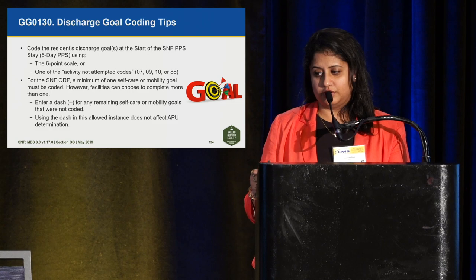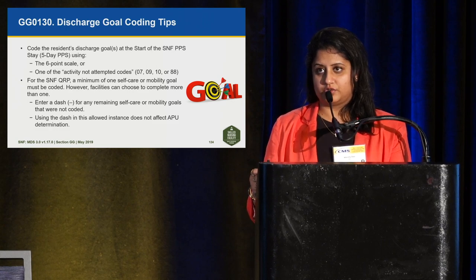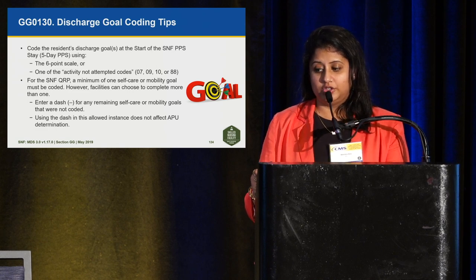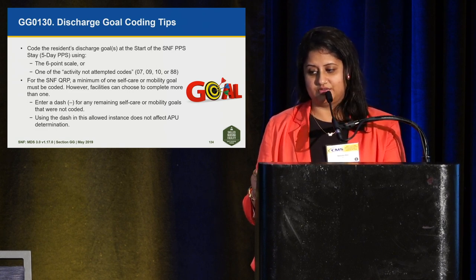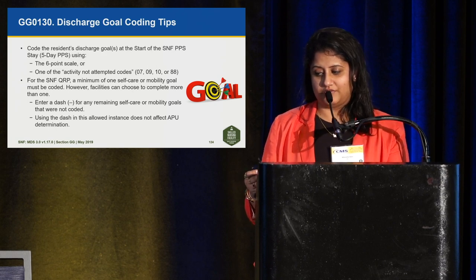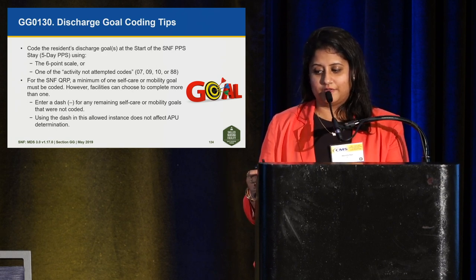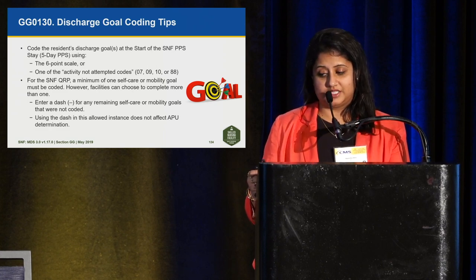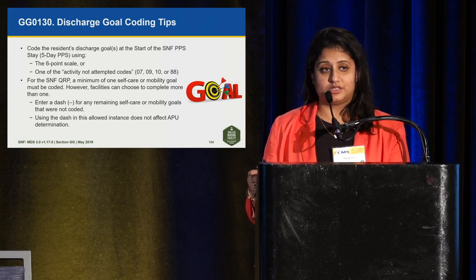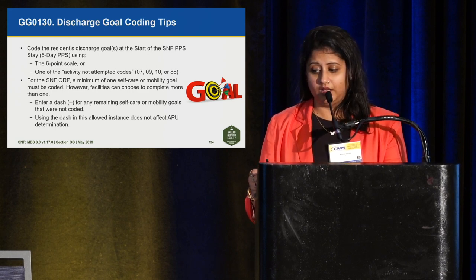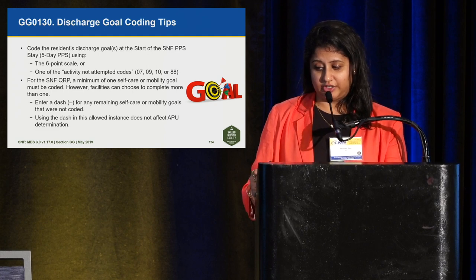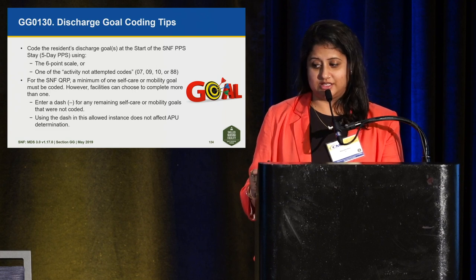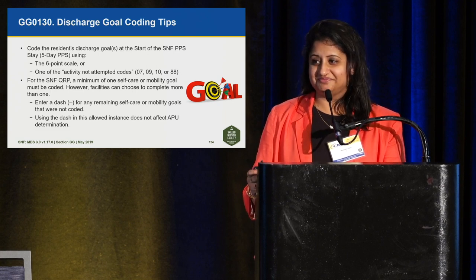For the discharge goal coding tips, you want to code the resident's discharge goals at the start of the SNF PPS stay, so that's the 5-day PPS, using the 6-point scale or one of the activity not attempted codes, so that's 07, 09, 10, or 88. For the SNF QRP, a minimum of one self-care or mobility goal must be coded. However, facilities can choose to complete more than one. You'd enter a dash for any remaining self-care or mobility goals that were not coded. Using the dash in this allowed instance does not affect APU determination.